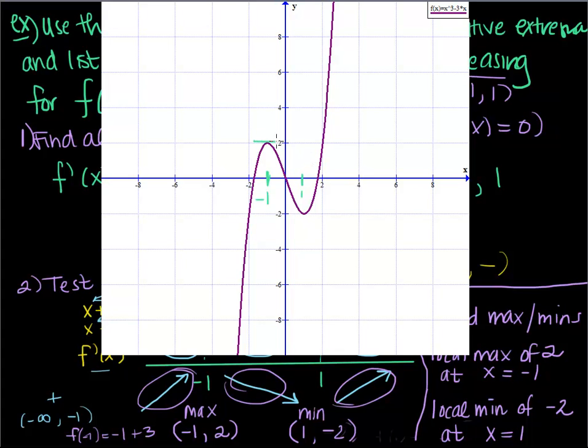Also notice, -1 and 1 makes sense that those are my critical values. If I draw a tangent line here, it would be horizontal. Okay, I hope that makes sense. Let's do one more really quick.